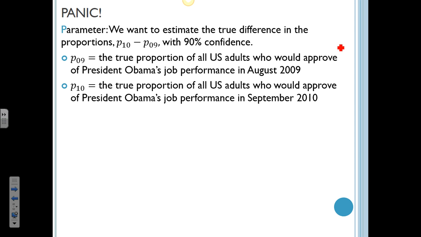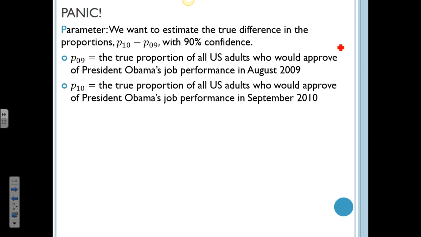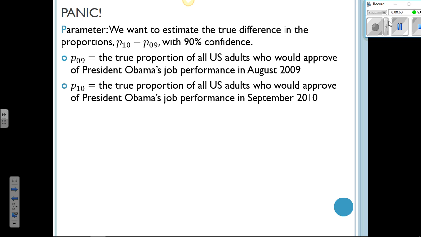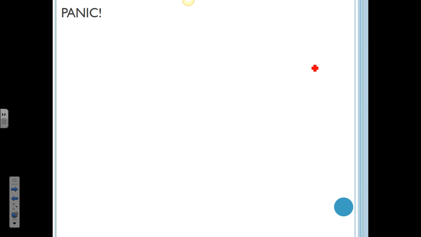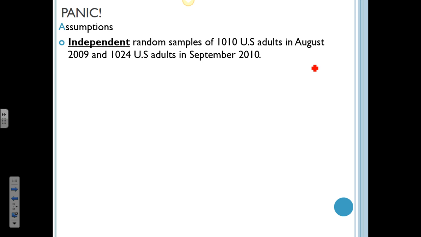What comes after parameter? Assumptions. Oh, you guys need some time to copy? Yeah. Okay. All right. Assumptions. First, new big change. You are looking for how many samples? 2. You were looking for if they come from independent sources. Do we know they come from independent sources? Yes. Are there 2? Yes. Great. We're going to say that there were independent random samples.